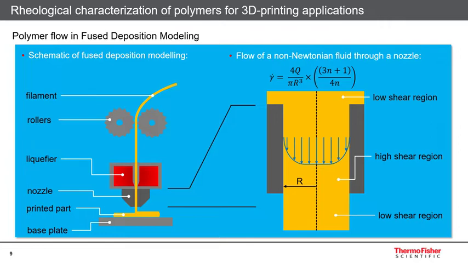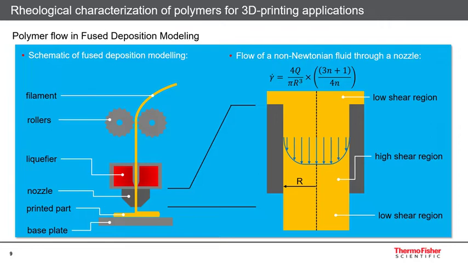By either moving the upper part of the printing device or the lower base plate, the final product can be created layer by layer. Once the polymer exits the nozzle, the temperature is usually decreased below the solidification point in order to prevent further flowing and to keep the desired shape. From a rheological point of view, especially the transfer of the polymer melt through the narrow nozzle is of interest, and it's illustrated in more detail on the right side of the slide.